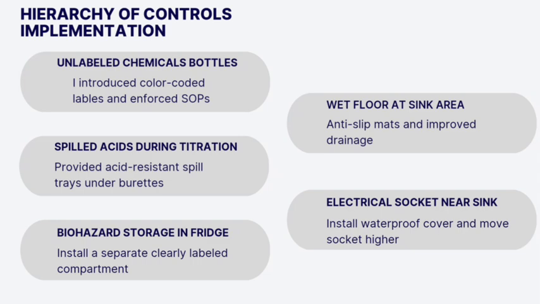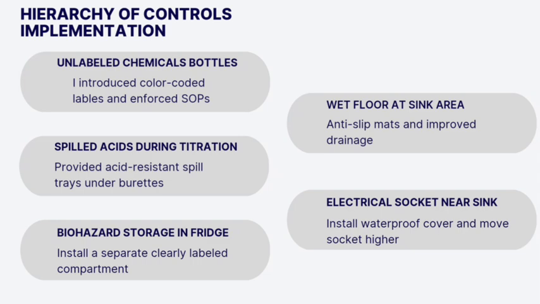First is unlabeled chemical bottles. I introduced color-coded labels and enforced SOPs. Number 2, spilled acid during titration. Provide acid-resistant spill trays under burettes. Number 3, biohazard storage in the fridge. Install a separate, clearly labeled compartment.